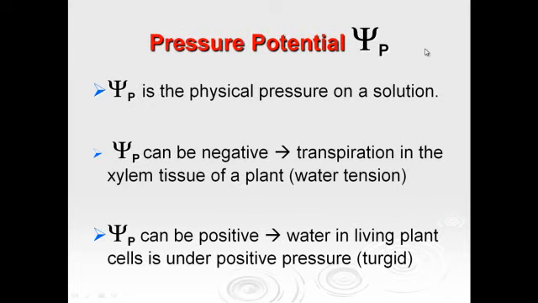Pressure potential is the physical pressure on the solution. Again, this can be positive or negative, but many times it will be 0 if we have an open system. A negative one would be something like transpiration going on in the tissue of the plant where it's creating a suction. And so the water is being transpired out of the top of the plant, and so the suction is pulling it up. That's kind of a water tension thing. It can also be positive in a living plant where there's a lot of turgor pressure, where there's a lot of water in the cells pushing against the cell wall.